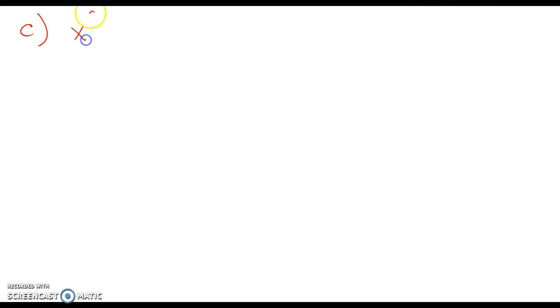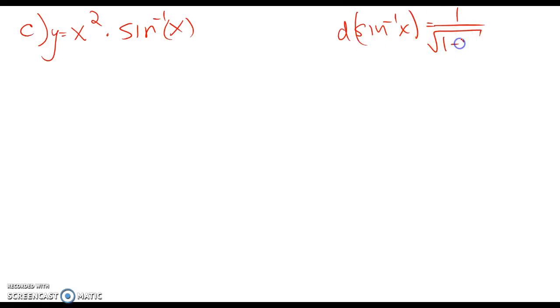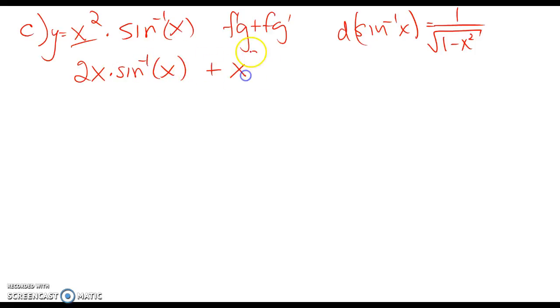C, say y equals x squared times the sine inverse of x. Alright, and again, the derivative of sine inverse of x equals 1 over the square root of 1 minus x squared. Product rule, f prime g plus f g prime. So the derivative of x squared is 2x times g plus f times the derivative of g, which is 1 over the square root of 1 minus x squared. Really not much else you can do with this one, is there?